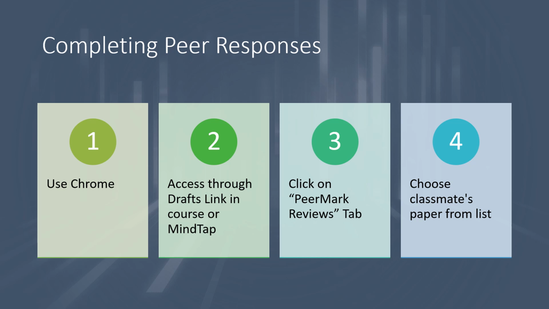You're going to click on the Peer Mark Reviews tab, and then you're going to choose a classmate's paper from the list, one that you've been assigned or one of the 3 extra that you can do.